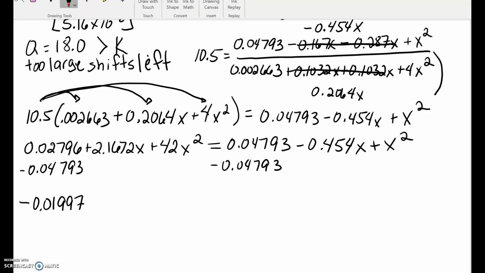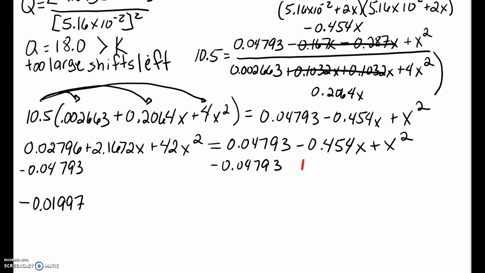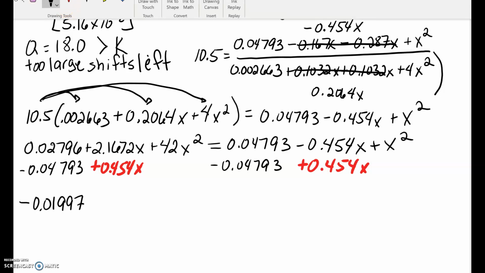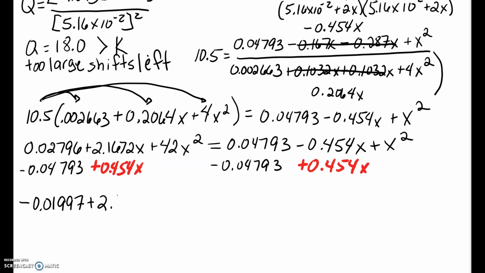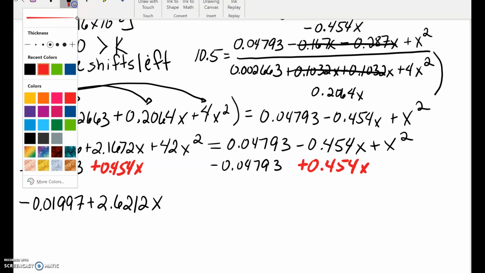So my x term now... I'm going to change colors just so I can do this all together. So this is positive 0. I'm going to add that to my x term. Go back to black for down here. And what do I get for that? I get positive 2.6212x. Great. And that x squared on the right is really 1x squared.